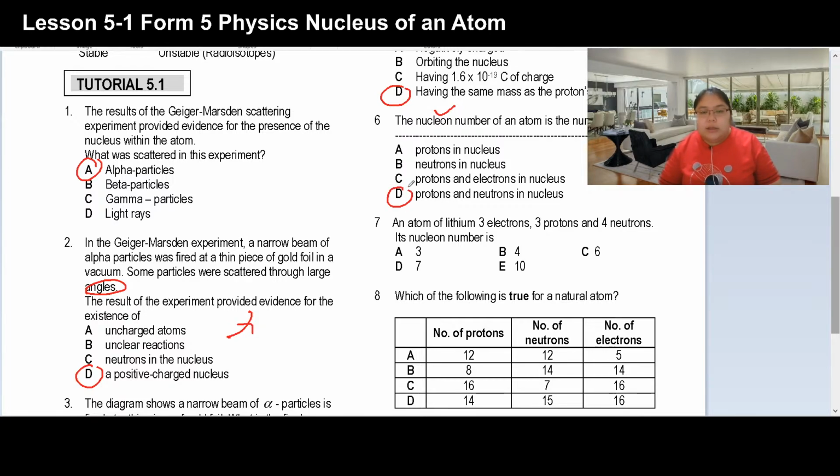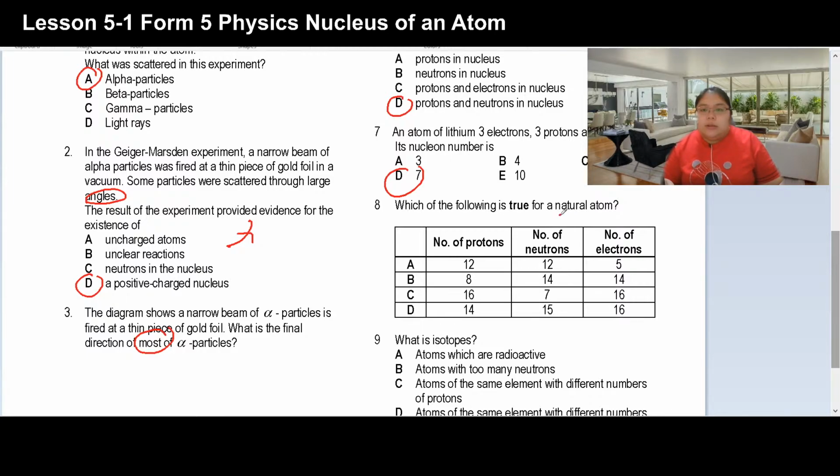So the answer is D. Okay, 7. Lithium, 3 electrons, 3 protons, and 4 neutrons. So from here we put lithium. You have 3 proton number and 4 neutrons. So what is the nucleon number? 7. So the answer, D. Okay, we see number 8.